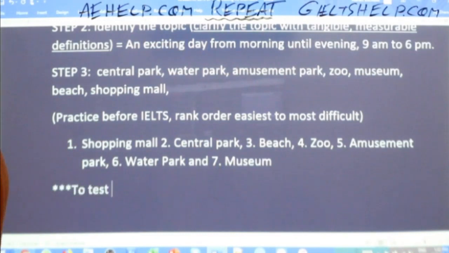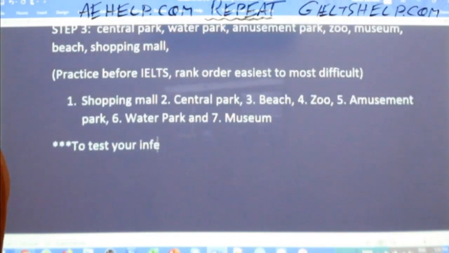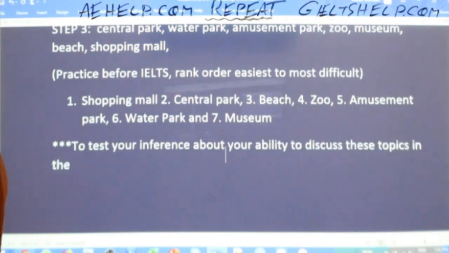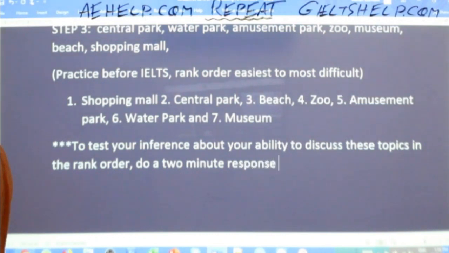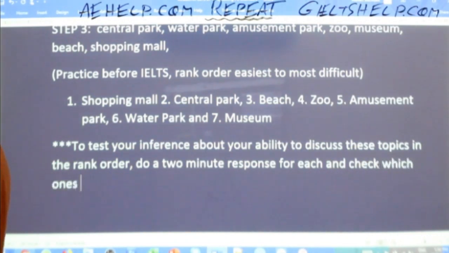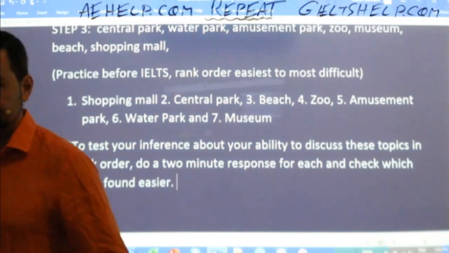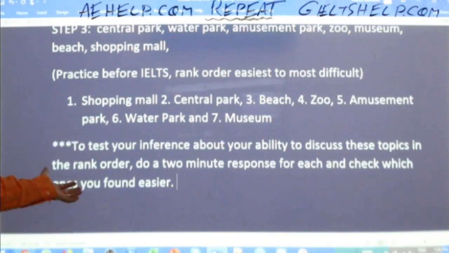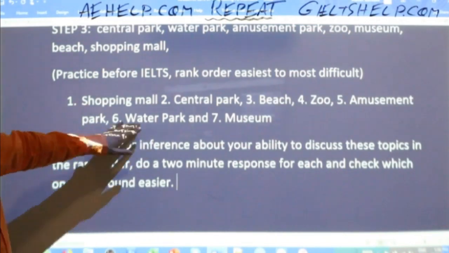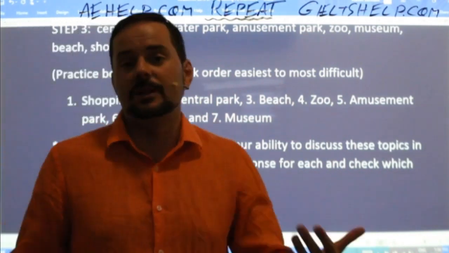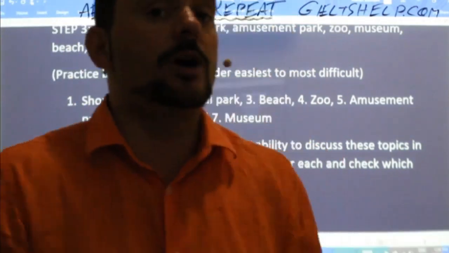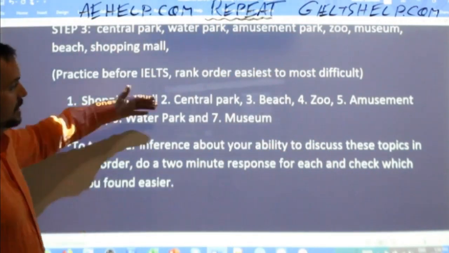So to test your inference about your ability to discuss these topics in this rank order, do a 2-minute response for each, and check which ones you found easier. Okay, why not? Right? So you can do it at home, and maybe you'll be surprised. Maybe you'll realize that, hey, I was able to talk about the water park, no problem. That was quite easy for me. I didn't realize I had that much vocabulary when talking about water parks. So try it out. Okay, go through each one of them.